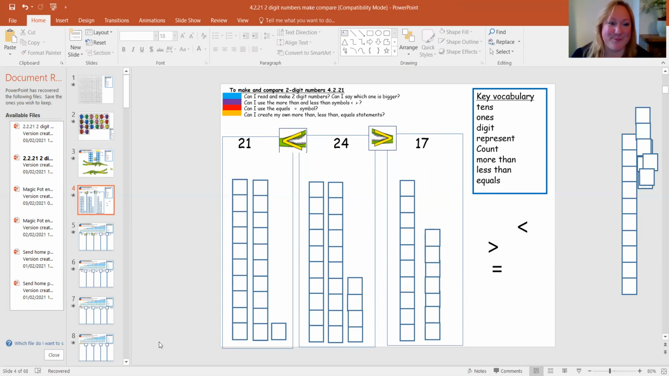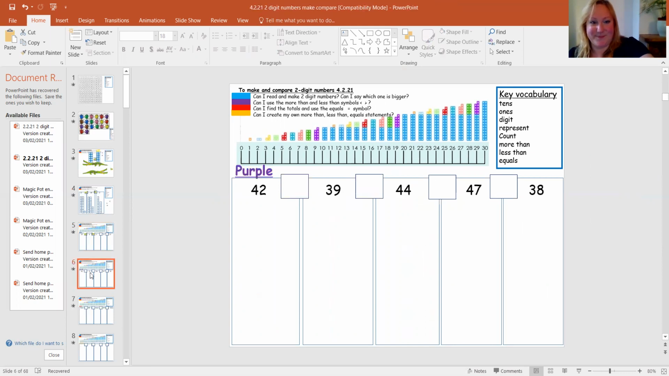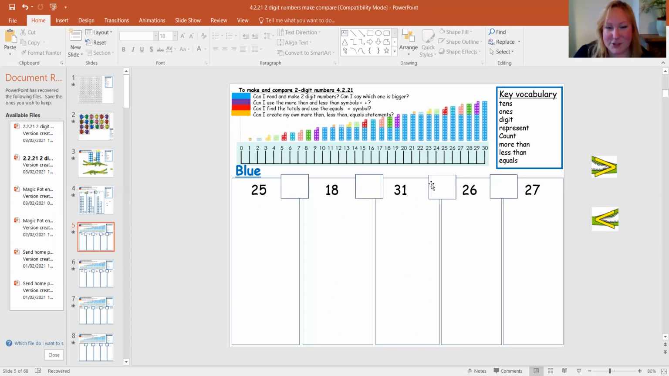Great maths, everyone. That is roughly the blue level of challenge today. Here we go. The blue level of challenge, you've got numbers going up just above 30 today. I wanted to push you, see how you get on with that. First, make the numbers however you want to represent them. Then draw in the more than, less than symbols. Remember, the crocodile is going to want to eat the biggest number, the greatest number.